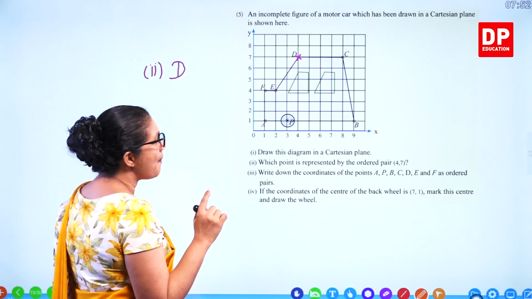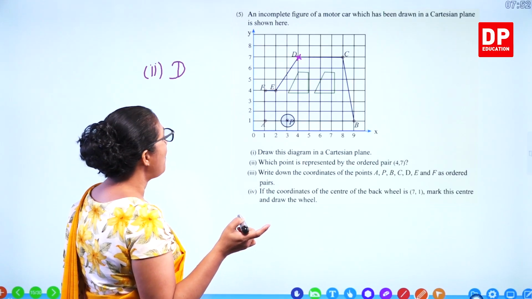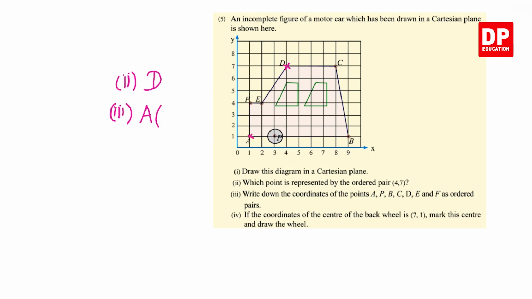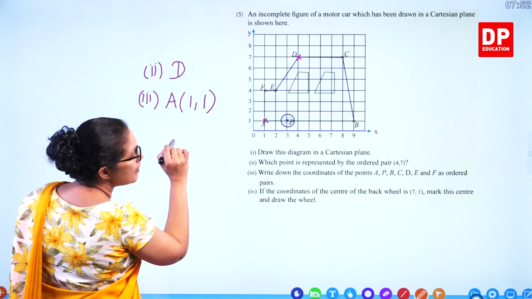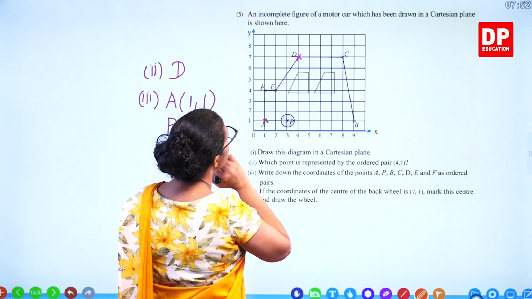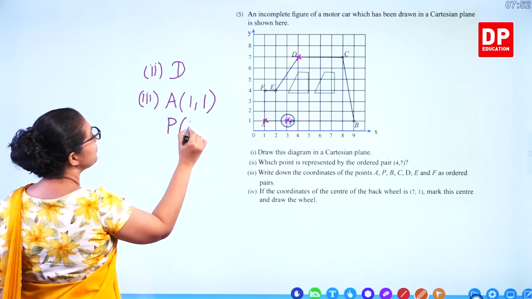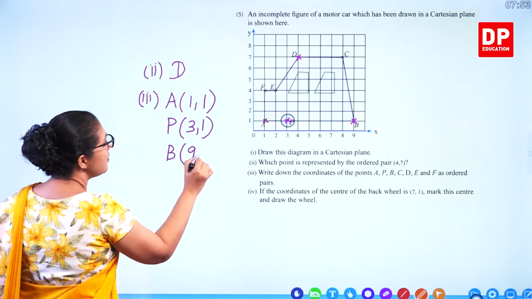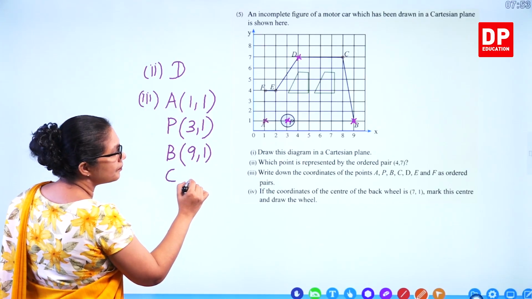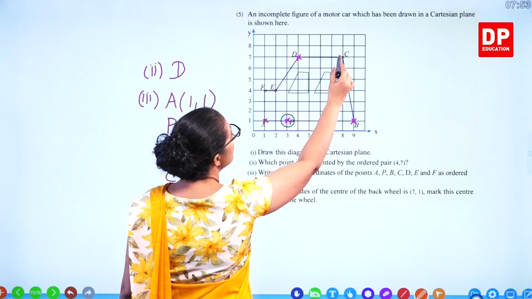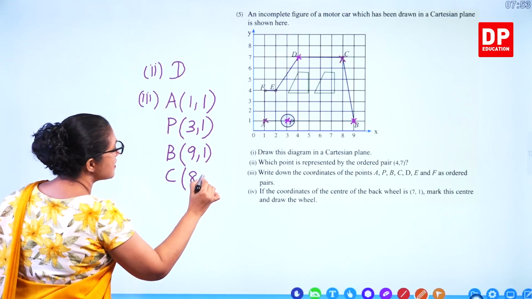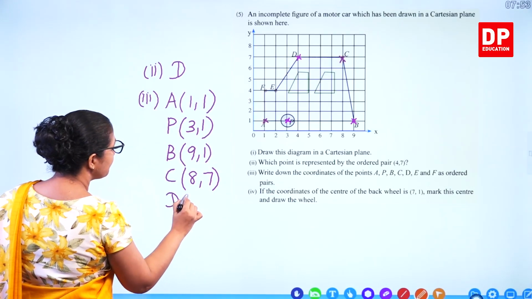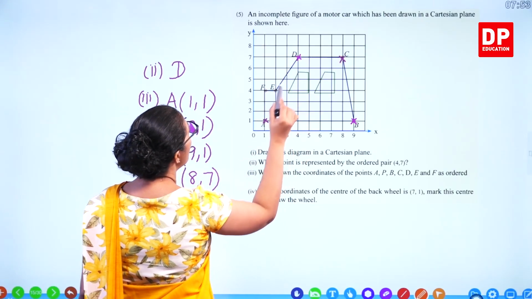Write down the coordinates of the points A, P, B, C, D, E and F as ordered pairs. So we'll read those values. A. Where's A? Here. 1, 1. Then P. Where's P? This point. 3 and 1. Then we need B. B is here. 9, 1. C. C is here. That's 8 and 7. When you are writing coordinates, first is X value. And D. This point we did 4, 7.